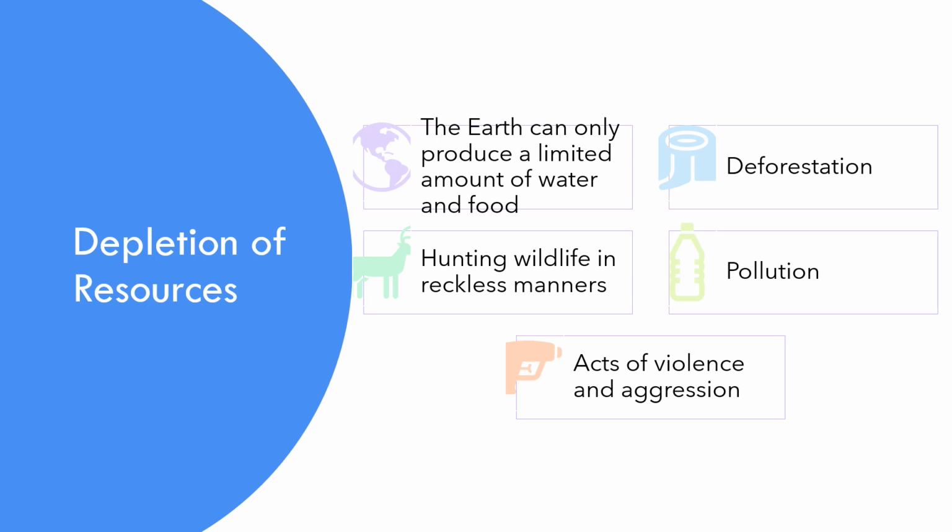The depletion of resources. So essentially, the Earth is only able to produce a limited amount of water, food, things like that, which we need to maintain life. So if we are completely tearing down forests, if we are hunting wildlife in a reckless manner to where their population is being depleted, we're polluting what little natural resources we do have and can't necessarily afford to manage the cleanliness of it.